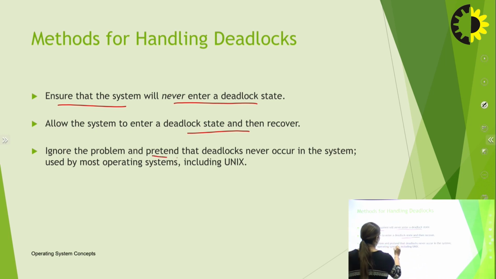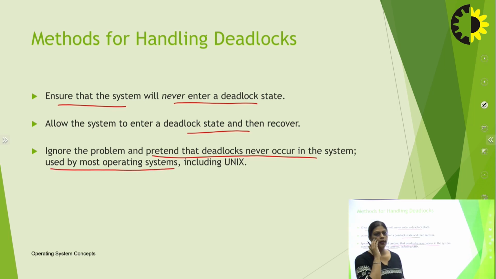Ignore the problem and pretend deadlocks never occur in the system, as used by most operating systems, including Unix. Here we assume that there will be no deadlock in future, and if by chance a deadlock occurs, we restart the system again. This is the simplest way to do it.